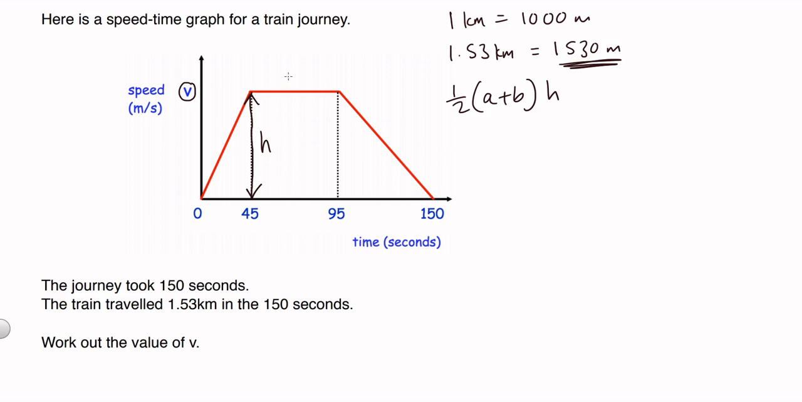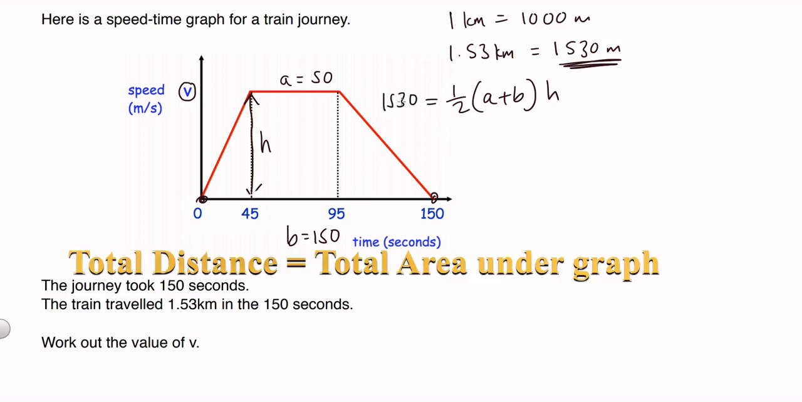So A is equal to, what's the difference between 95 and 45? It's 50, isn't it? 50 seconds. And what's the gap? Well, you don't need to know the gap. The value of B is 150. From here to here, it's 150. So B is equal to 150 seconds. And the only thing that we don't know is h, but we do know the area under the graph. The area under the graph is given as 1,530 meters.